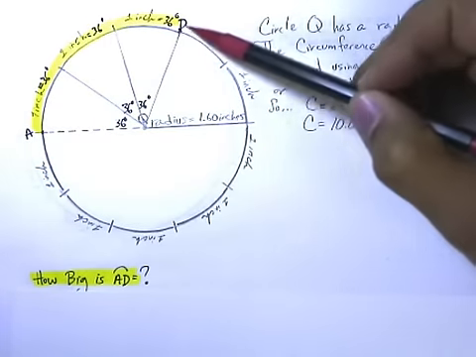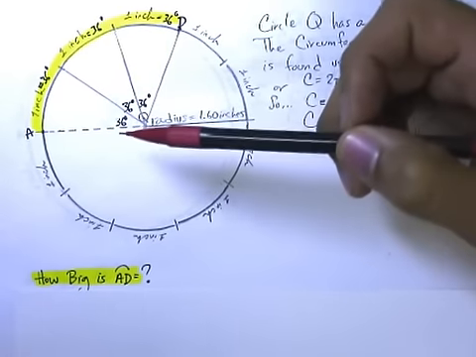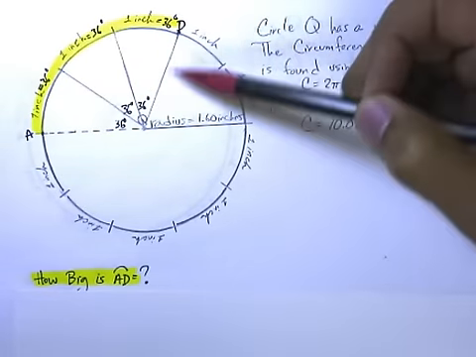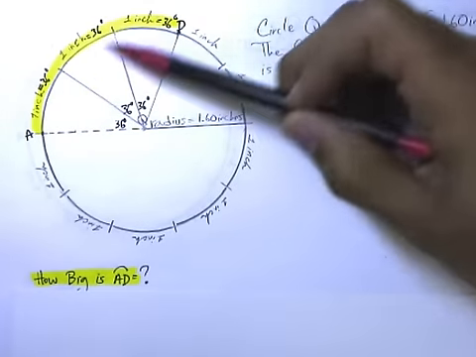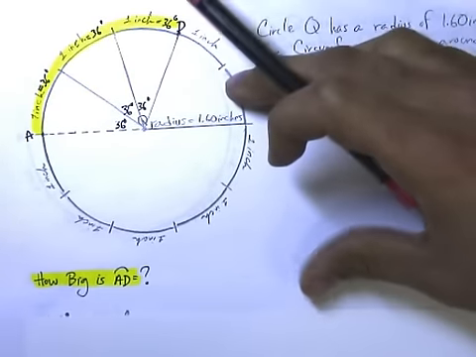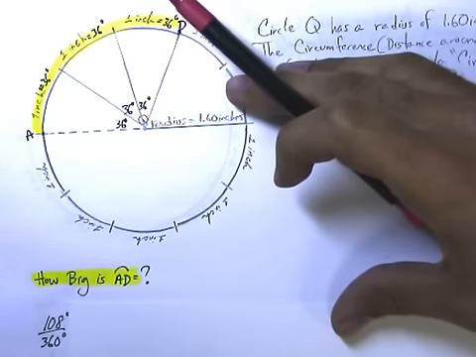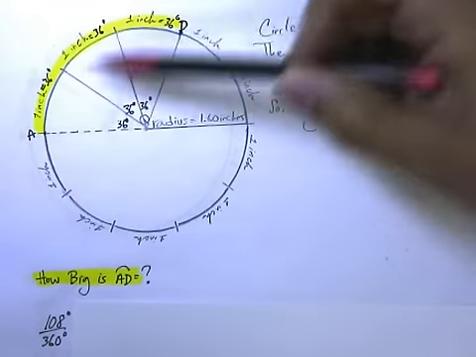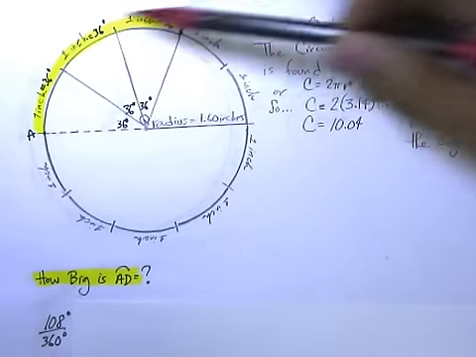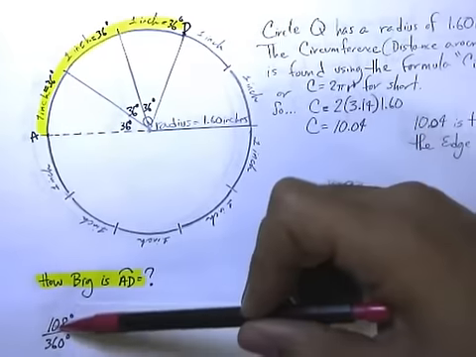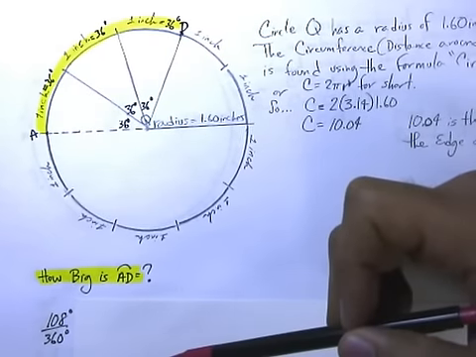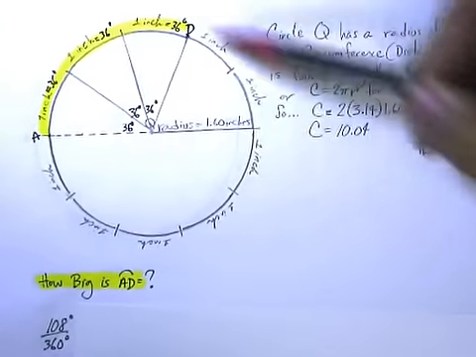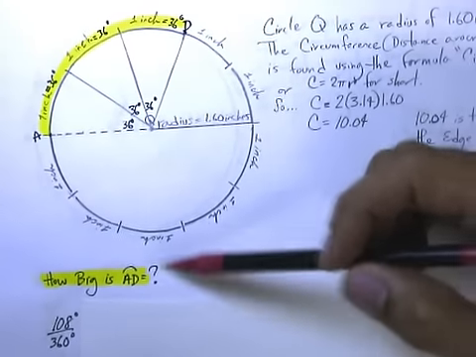Again, I have my same circle, and now my question is, how big is arc AD? How big is the arc from A to D? Well, how many degrees is that? It's going to be 36 degrees, 36 degrees, and 36 degrees. I add all those 36s together, and what I end up getting is 108 degrees. But it's 108 degrees out of how many? Out of 360 degrees. So that helps me set up my ratio.